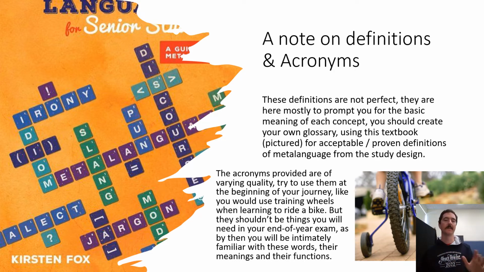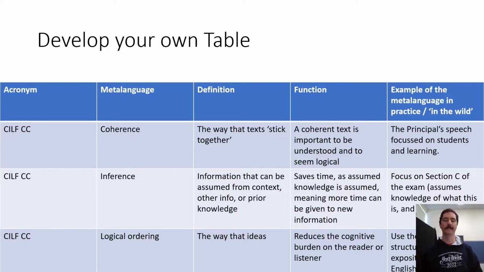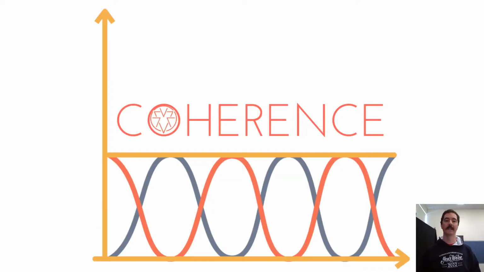These acronyms, some of them are ugly, some of them are memorable, some of them are good, some of them are bad. Think of them as sort of training wheels that you'll phase out as you get better. You're going to make your own table: acronyms, metalanguage, definition, function, and an example. The better your example, the easier things will be going forward, in B and C, as you'll have examples in front of you that you can actually use.